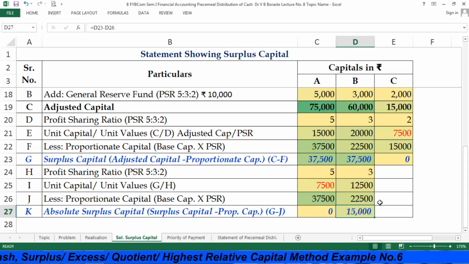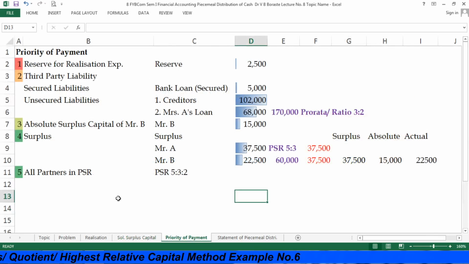Surplus capital, that we have got the surplus of Mr. B. It simply means that we provide 15,000 as an extra amount to the partnership firm, and Mr. A is given an extra amount of 37,500 over Mr. B, that is 37,500. Here we have to deduct the amount from the earlier surplus, that is absolute surplus. So after getting this, we can calculate the priority of payment.